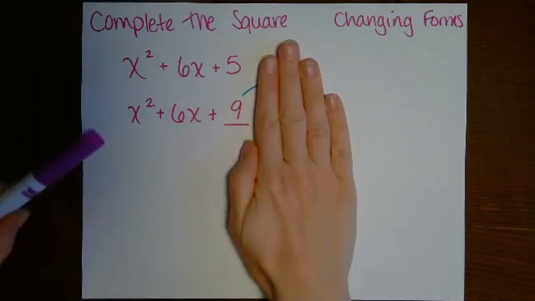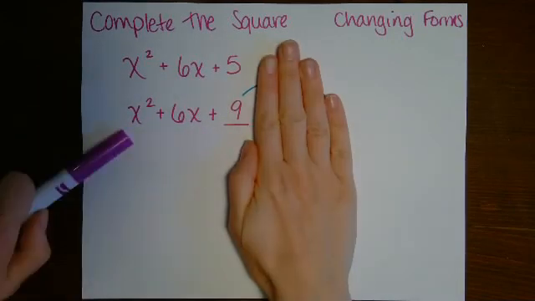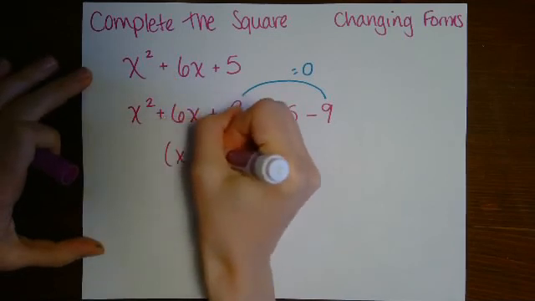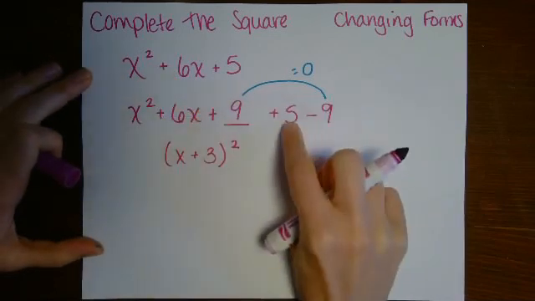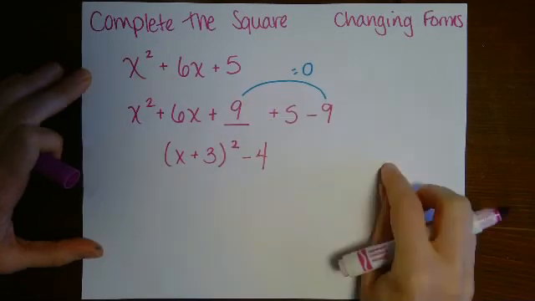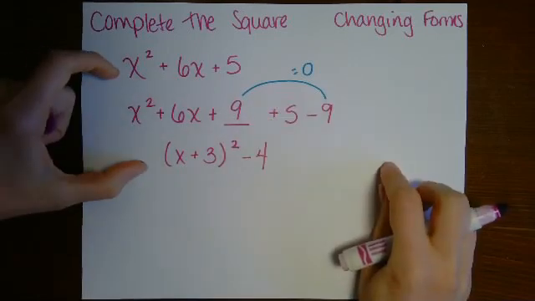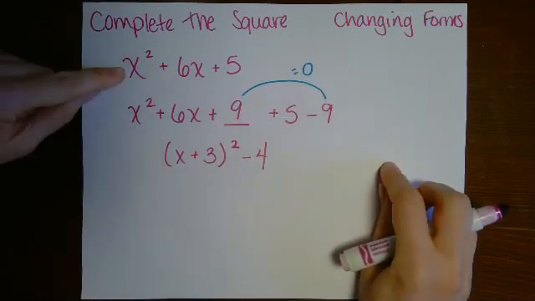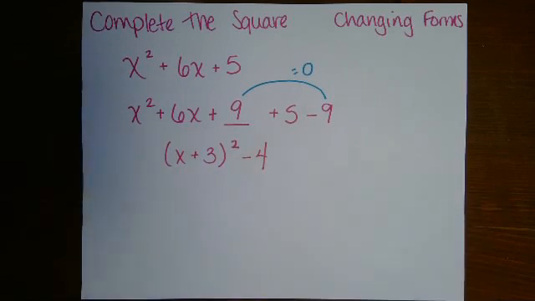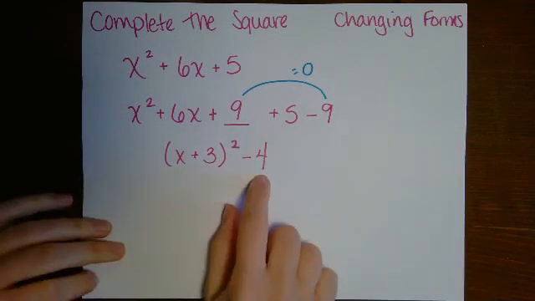Now, this part of my expression makes a perfect square. This is x plus 3 squared. And 5 minus 9 is negative 4. So now I have an expression. These two are equivalent. This one is in standard form, and this one is in vertex form. And I can see that the vertex would be negative 3, negative 4.